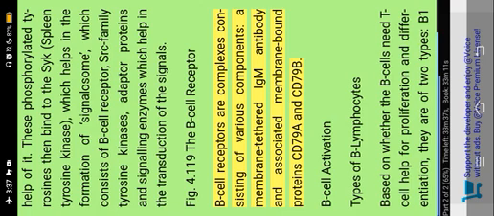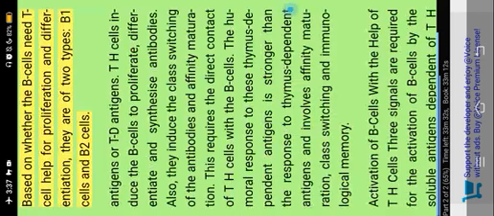Figure 4.119: The B cell receptor. B cell receptors are complexes consisting of various components, a membrane-tethered IgM antibody and associated membrane-bound proteins CD79A and CD79B. B cell activation. Types of B lymphocytes.